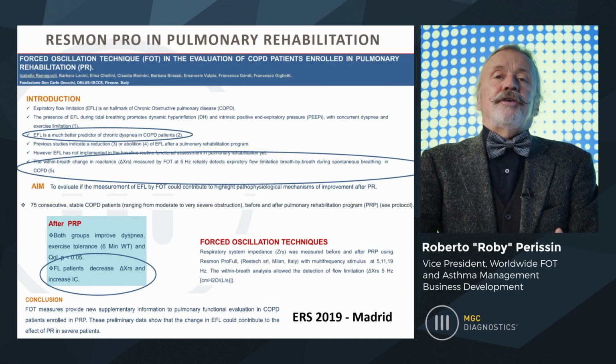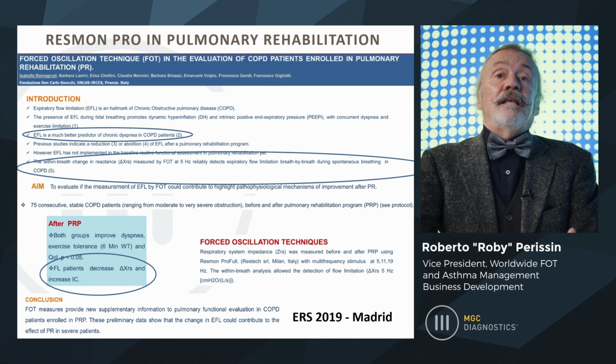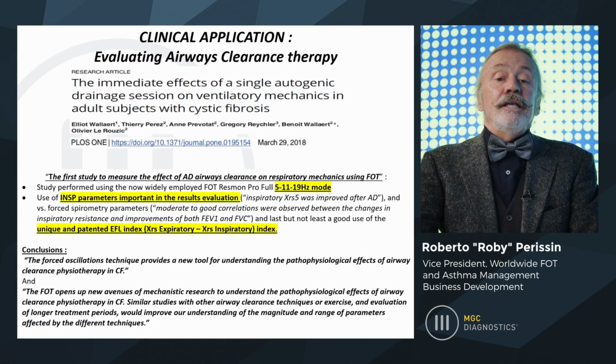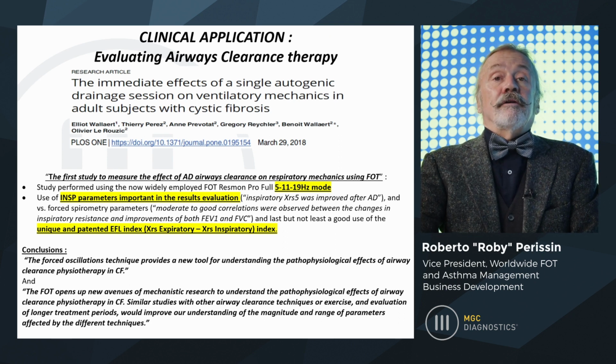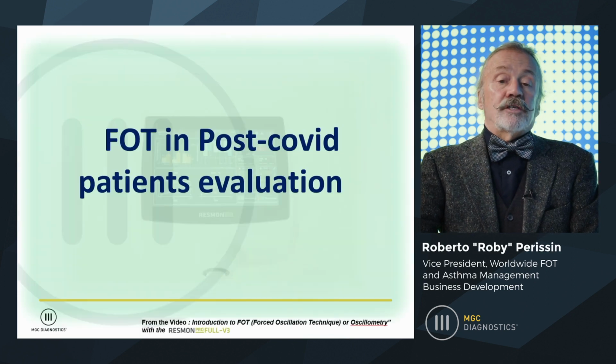And there are plenty of uses and validation in pulmonary rehabilitation, using the expiratory flow limitation maneuver and the inspiratory parameters that are more important in the results evaluation. That is, for example, what we're showing here, an important work done on adult cystic fibrosis patients.